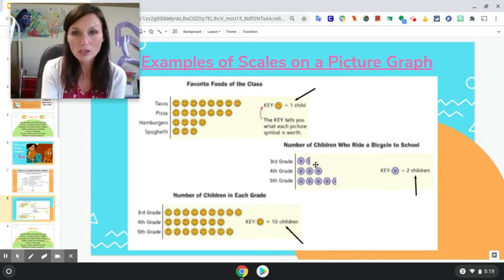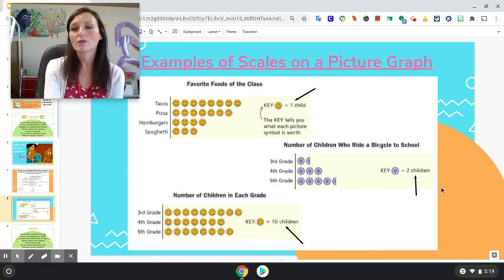I want you to notice right here, this is only half a wheel. So what's half of 2? 1. So this means 2 children. This means 1 child. So this would be 3 altogether. Okay, so whenever you see half of the picture, that means it's half of the scale that it's wanting.